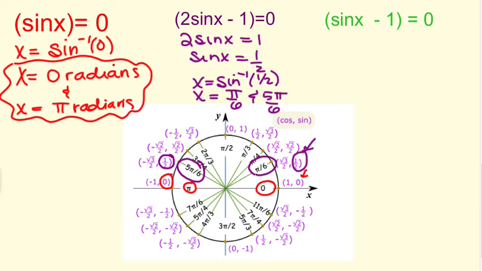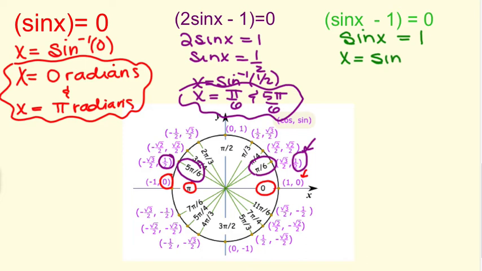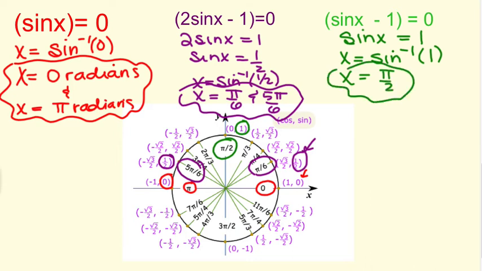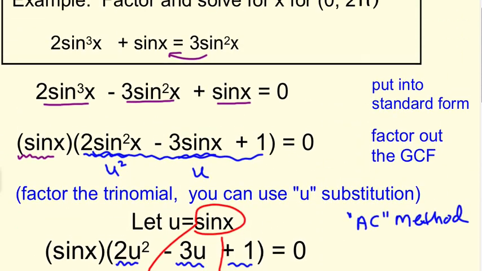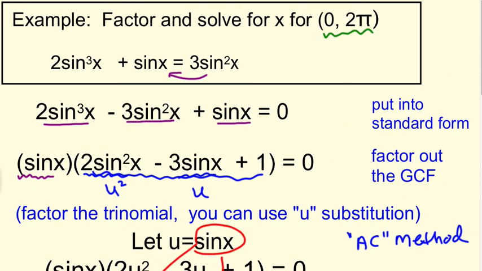All right, last equation over here in the green. Solve by undoing, so we'll add 1 to both sides. x equals the sine inverse of 1. Looking at the y values, there's only one of them. Right here, the angle is pi over 2. So you have a total of 5 answers for x from the constraint 0 to 2 pi.